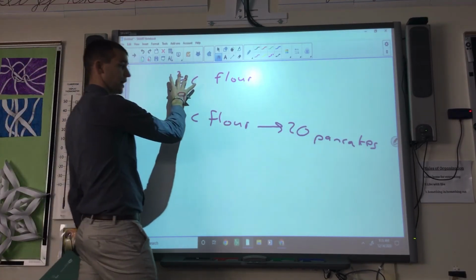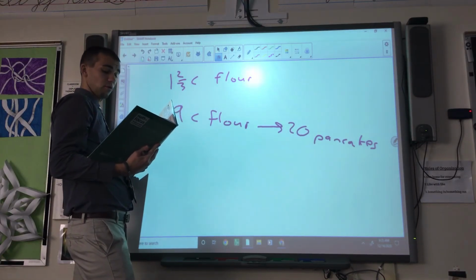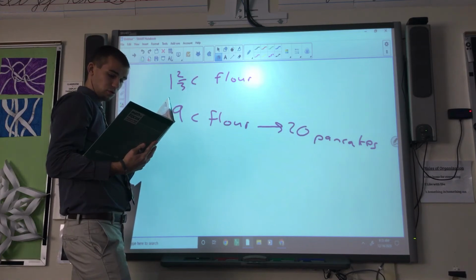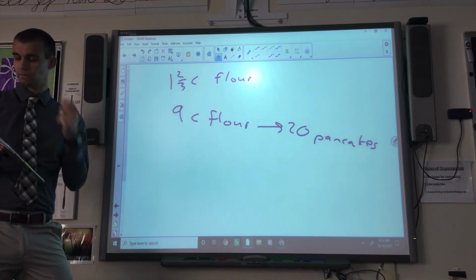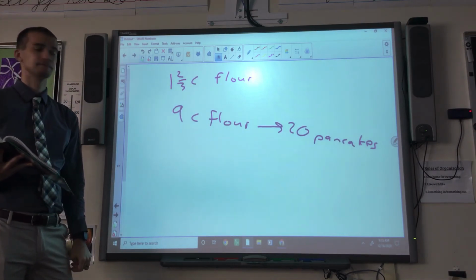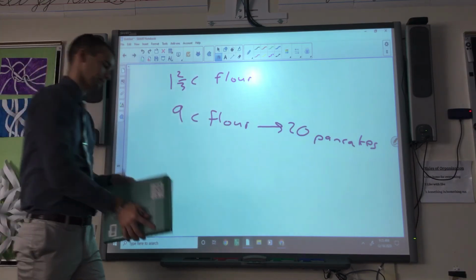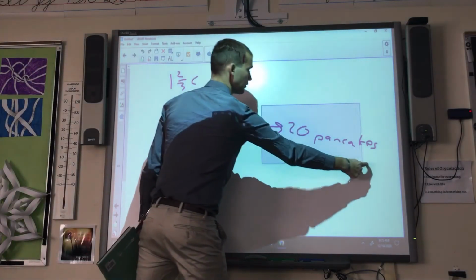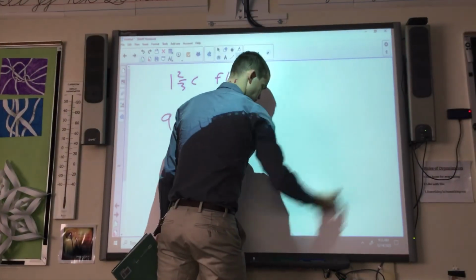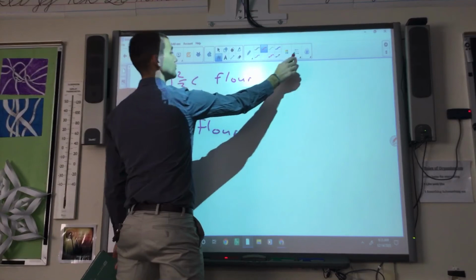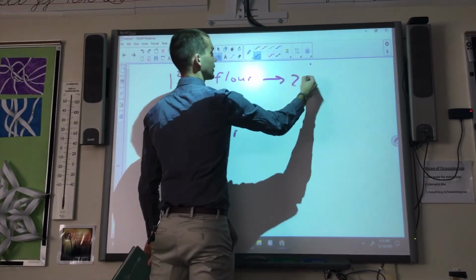If this has flour, because it says 1 2/3 cups of flour for... oh no, what did I do wrong here based on what it said? Yeah, 1 2/3 makes 20 pancakes, and I have 9 cups of flour. So what I should be doing is erasing that, taking the 20 pancakes and moving it up to 20 pancakes.